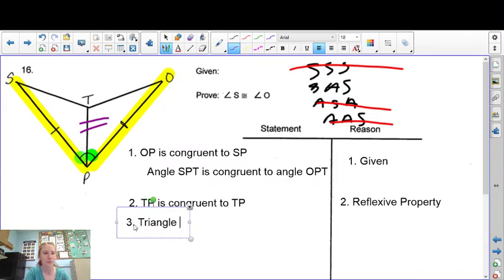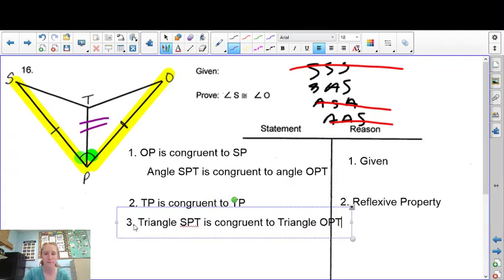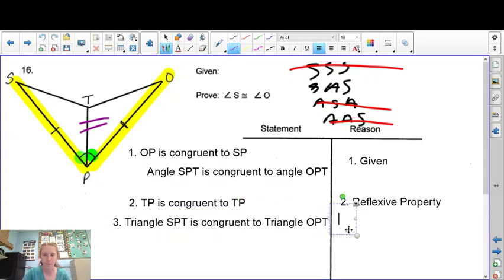Triangle SPT is congruent to triangle S to P, so I need to go O to P to T. Am I starting to run in my face yet? Yep, cool. And what's his reasoning? That was side, angle, side.